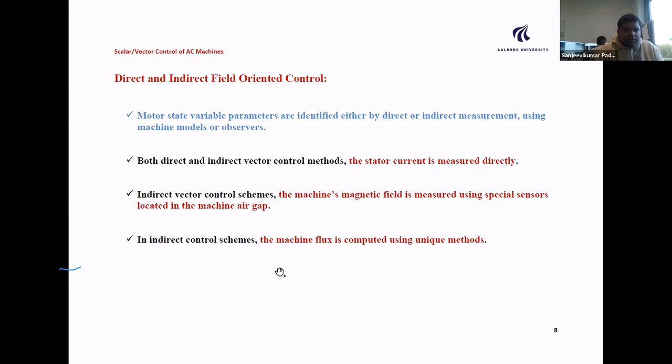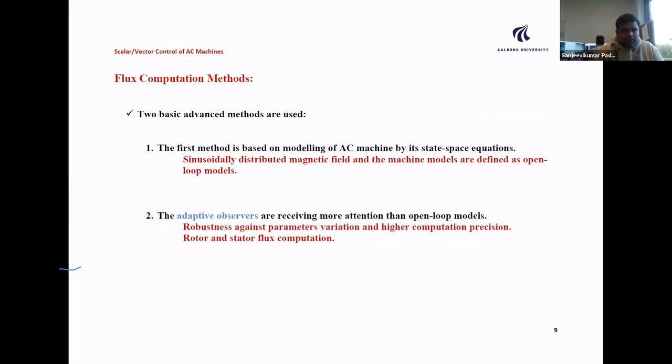And about indirect vector control, we can use a machine flux method where you can have a unique model which is equivalent to calculating the flux of your machine, and then you can do the control algorithm. So these are the various possibilities of direct and indirect vector control. How to calculate the flux? That's most important. We have two different methods.